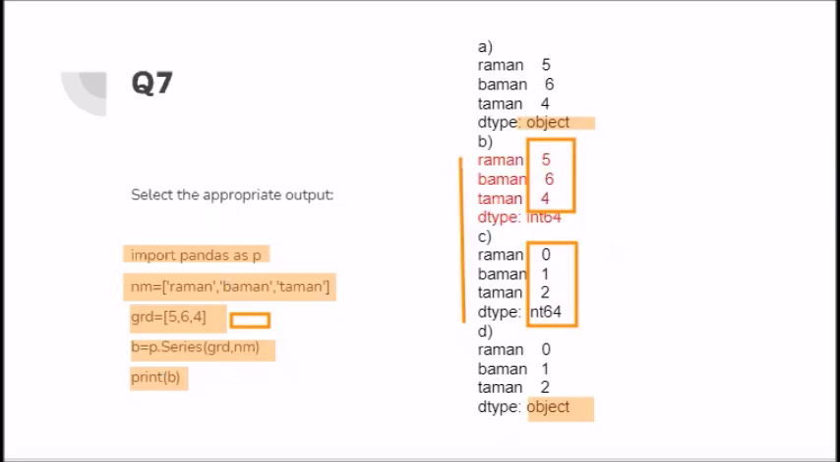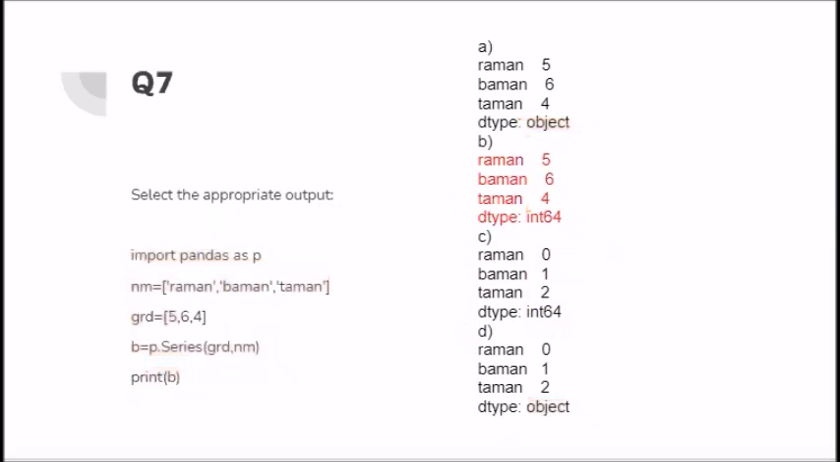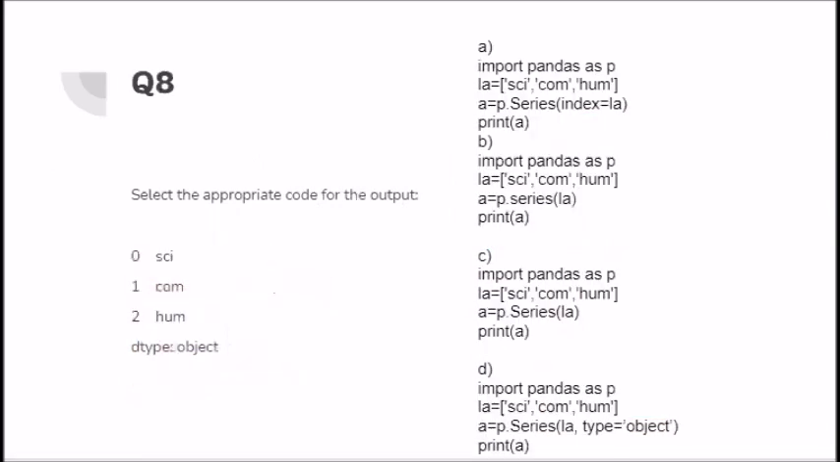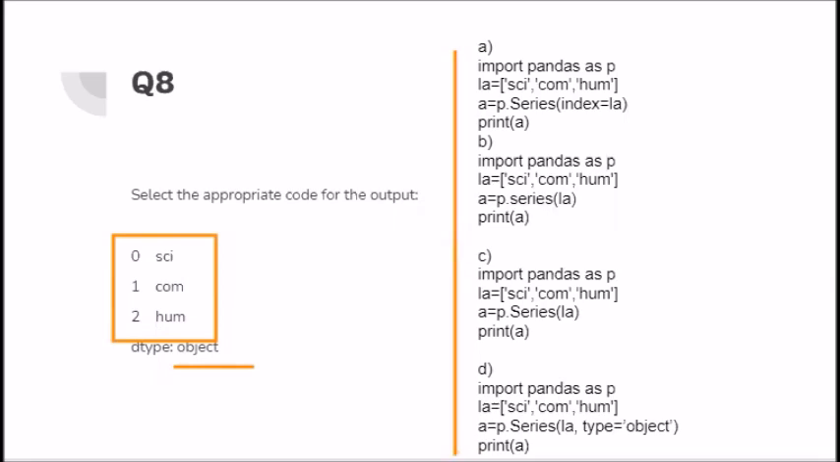Let us check the next question now. We have to select the appropriate code for the output given. Let us evaluate the output. The output is showing the data type of object. So we have science, commerce and humanities, with the index given as 0, 1, 2, which is the default. In no option is any other index given.